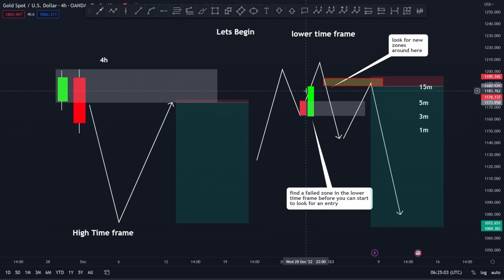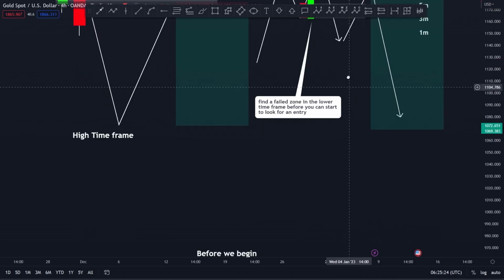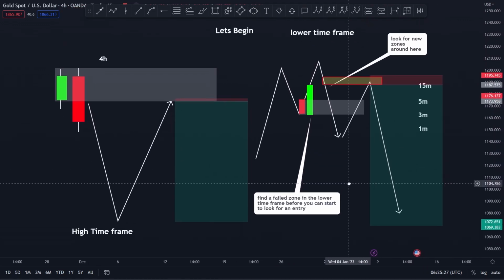Step 2, move on to the lower time frame, find an invalidated supply or demand zone. It depends on where you are trying to buy or sell. And then after you have seen that you have a filled demand zone here, that means in the lower time frame you will start to look to sell. So let's move on to another section.